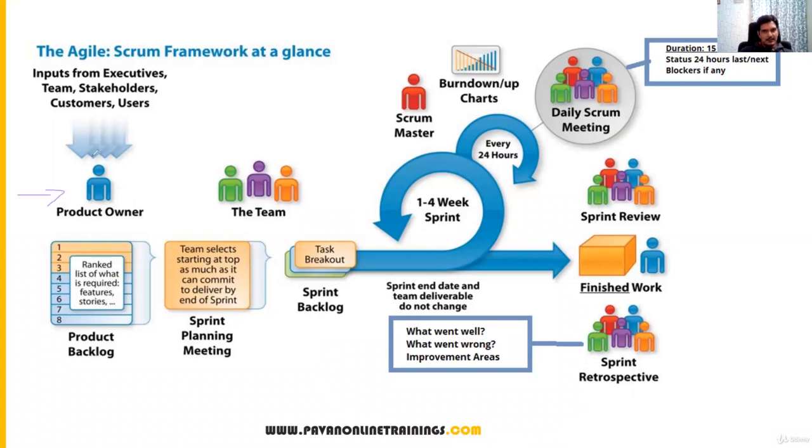This person will take the inputs from executives, team stakeholders, customers, and users. So these are all the people who give inputs to the product owner. Once he gets all the requirements or features from the customer, he will prepare a document called the product backlog. The product backlog is prepared by the product owner. He will list out all the stories in that document.